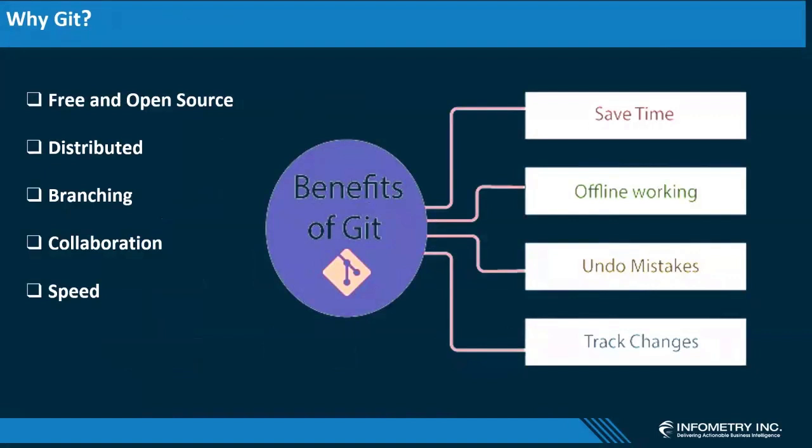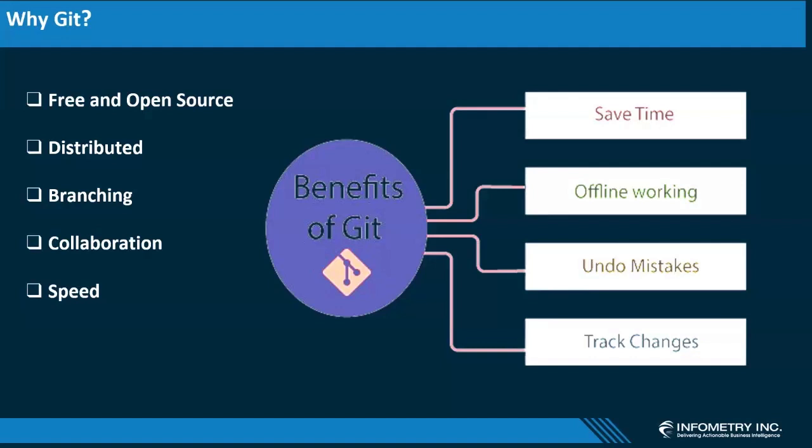Today, we will dive into some of the key reasons why Git is such a powerful tool for developers. Let's go over the main features that make Git stand out. Free and open source. Git is completely free to use and open source, which means anyone can access it, use it, and even contribute to its development. Whether you are a solo developer or part of a team, Git is a tool that is always available without any cost. Distributed. With Git, every developer has a full copy of the repository on their local machine.